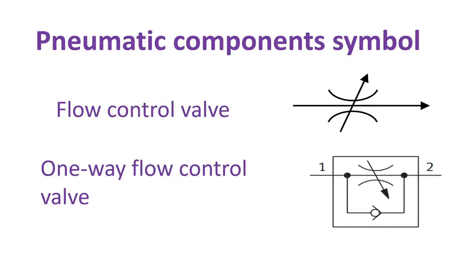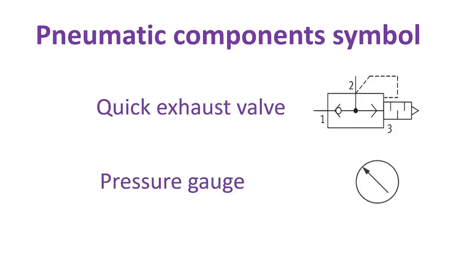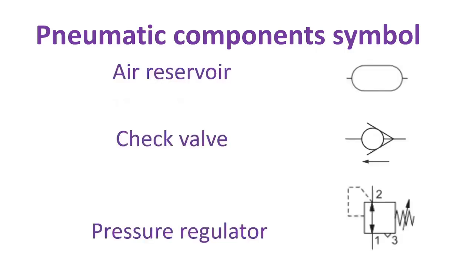This is the symbol of flow control valve. Next, the symbol of one-way flow control valve. Symbol of compressor. Symbol of filter. Symbol of quick exhaust valve. Symbol of pressure gauge. Symbol of air reservoir. Symbol of check valve. Pressure regulator.